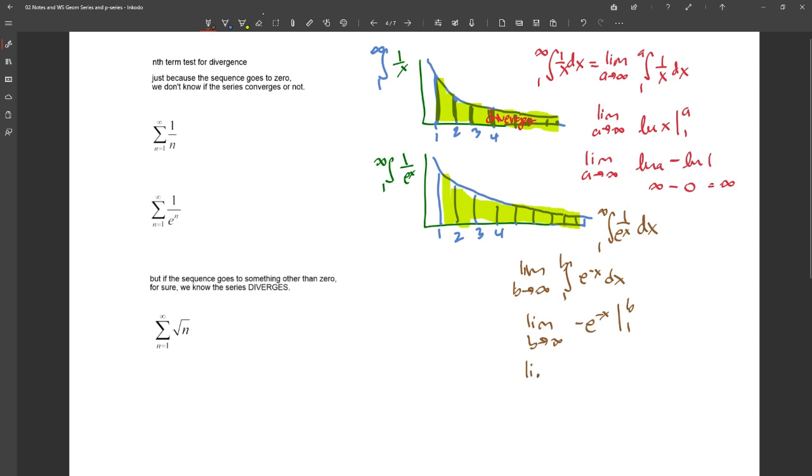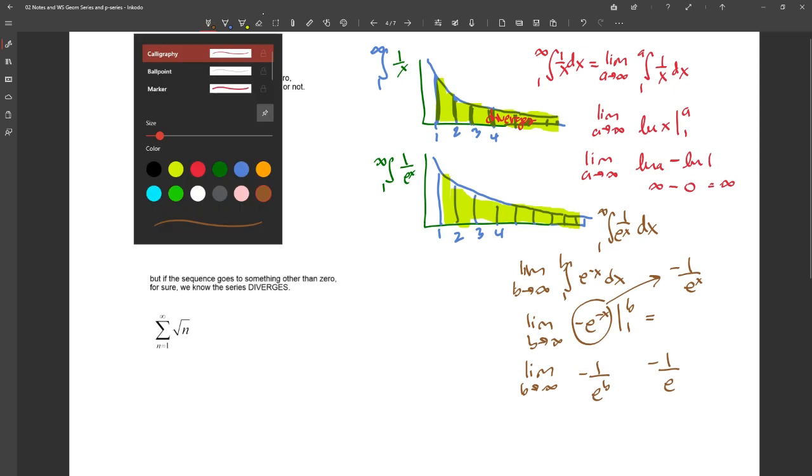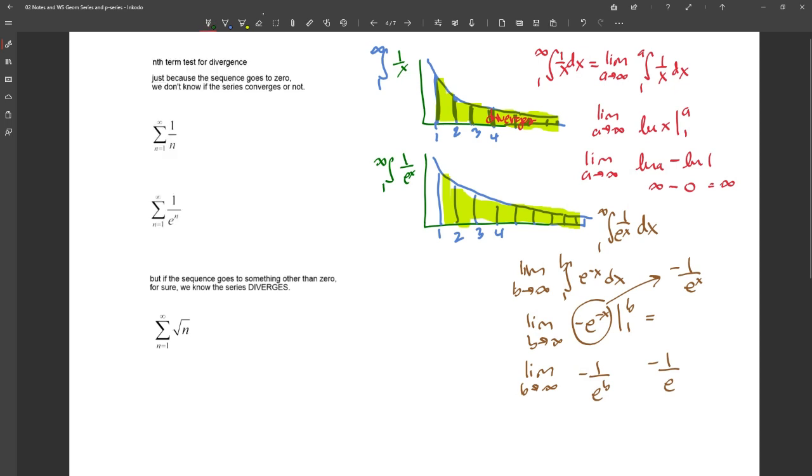Carry down little brother, so limit as b goes to infinity. This right here is really the same as negative 1 over e to the x. So let me plug in b there, so it's negative 1 over e to the b. Let me plug in a 1 there, so it's negative 1 over e to the 1. And then I'm going to slap a minus sign in the middle, so this becomes plus. And then I'll take care of little brother here, the limit.